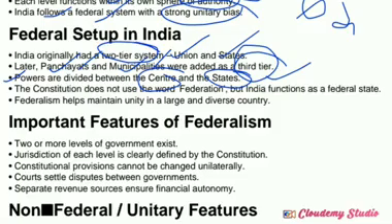So the constitution does not use the word federation, but India functions as a federal state. See, the word federation is not mentioned in the Constitution. We are calling it a federal state.